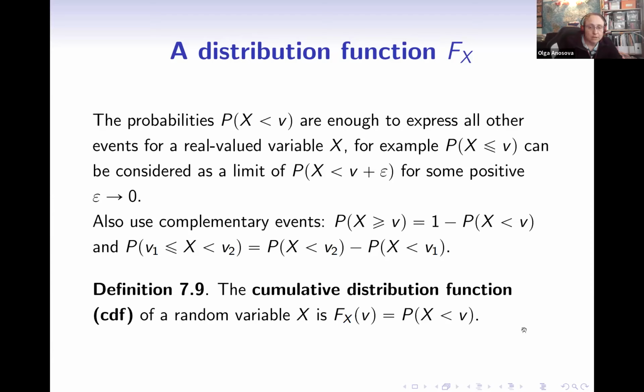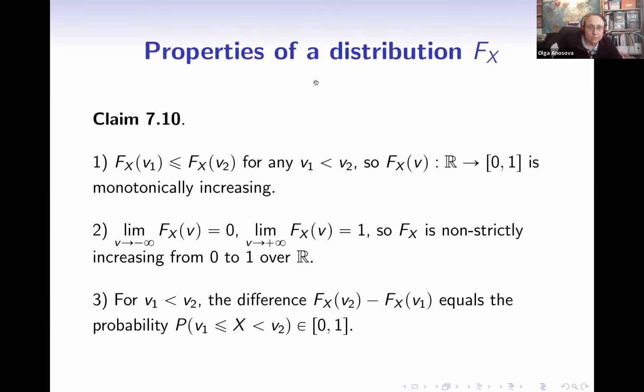Well, let's quickly cover some properties of this distribution function. Well, firstly, because we say that this function is the probability of getting up to this number from minus infinity, that means that if our numbers grow, then the function grows as well. And that's why it's called cumulative distribution function. It sort of accumulates probabilities.